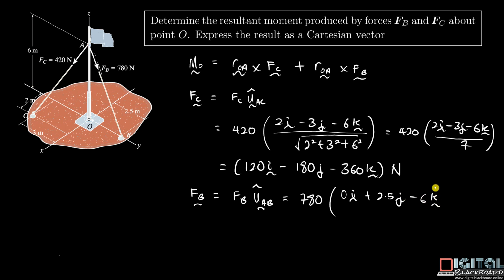And then once again, we have to divide by the magnitude, which is just, in this case, the square root of 2.5 squared plus 6 squared. Alright, if you were to use your Casio calculator again to compute this, you should be getting 300j minus 720k newtons.